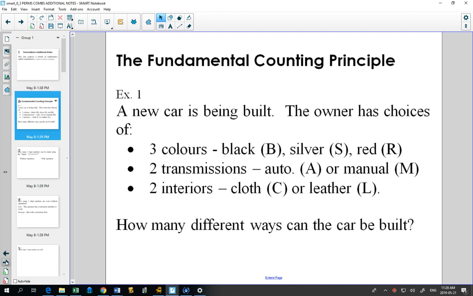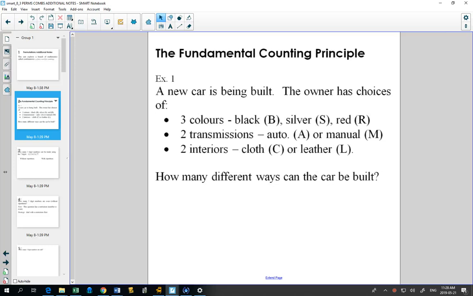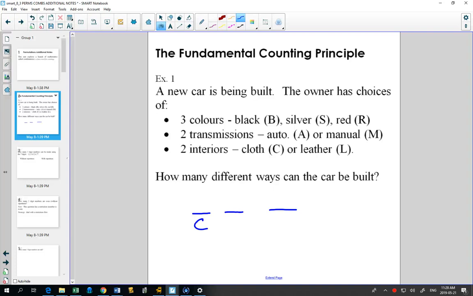So one of the first things that we figured out was the fundamental counting principle. That was our spaces. We made a space for every decision and put in the number of choices to count how many ways things can be done. So here's a new car. The owner has choices of colors, transmissions, and interiors. So he has 3 decisions to make. He needs to make a decision on the color, a decision on the transmission, and a decision on the interior.